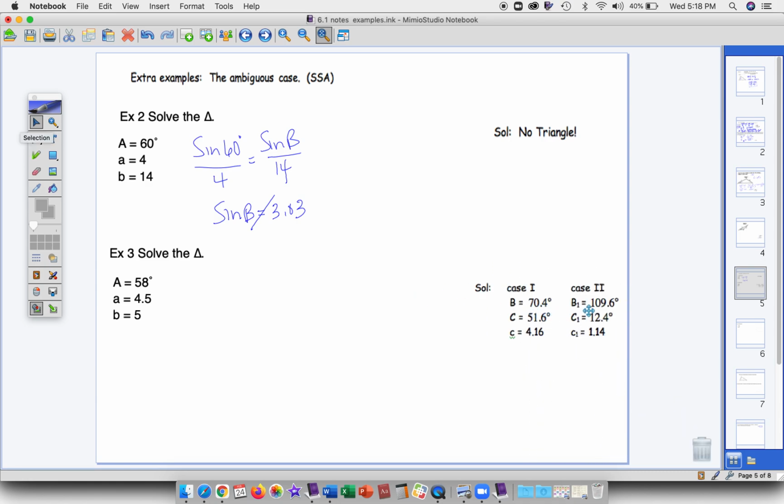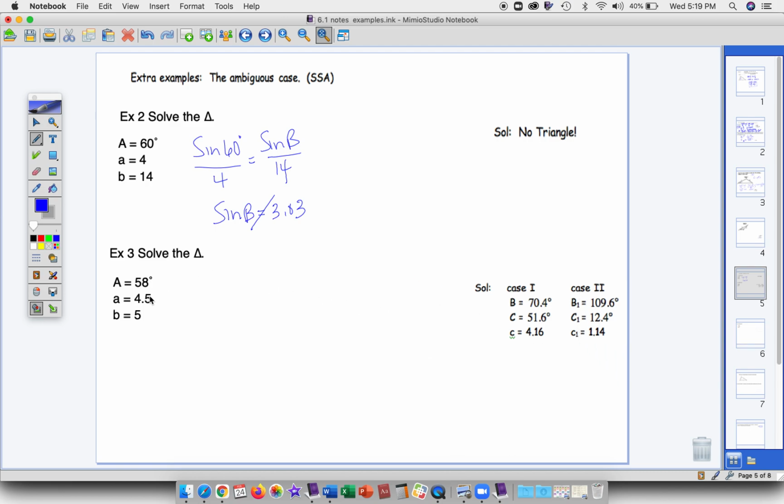Okay, hopefully you got 2 triangles. We're going to call it case 1 and case 2. You can use subscripts, you can use primes. I kind of like using the primes myself. But you want to do something so that it's clear to your teacher that you have the 2 different cases and the labeling is clear for each case.